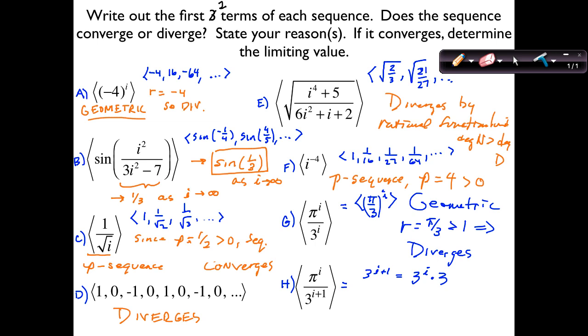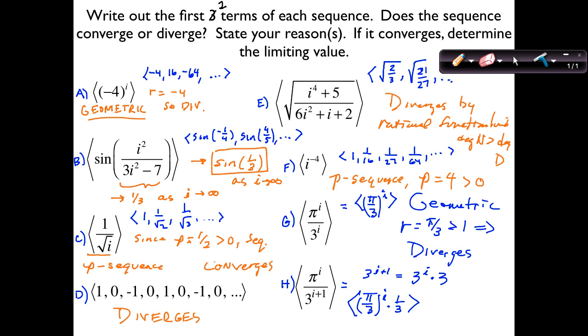So what do I have? I have pi. I really have pi over 3, just like the one above, to the i, and then times 1/3. Do you see it? Does it make sense? Converge or diverge?